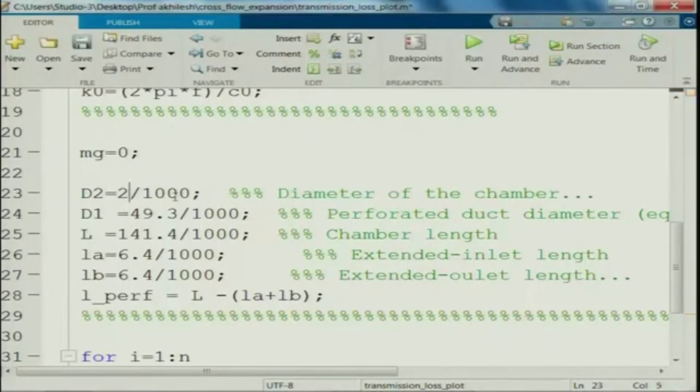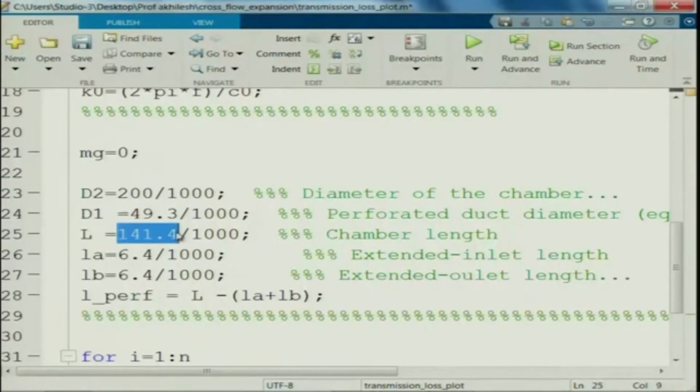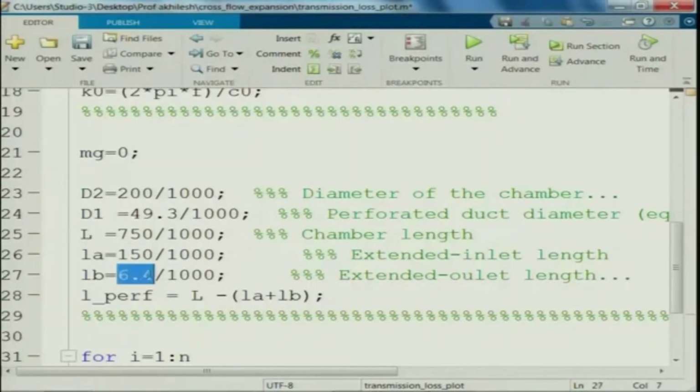So let us say this is 200 mm, okay, and the length of the chamber is about 750 mm. This is about 150 mm, and this diameter is about 40 mm for the perforated duct. So effectively the perforate section is about 450 mm. Okay, no mean flow is considered.